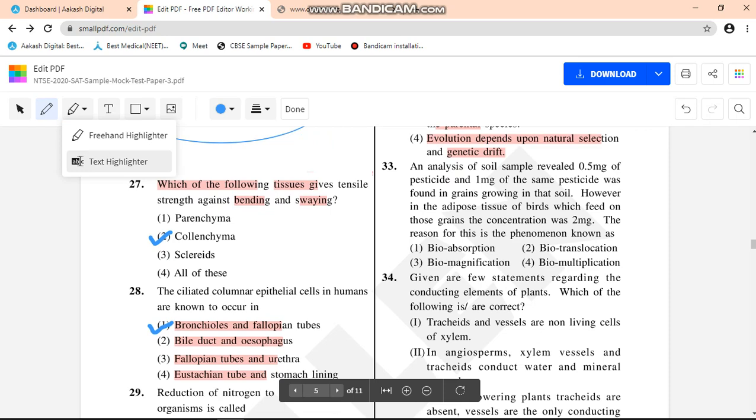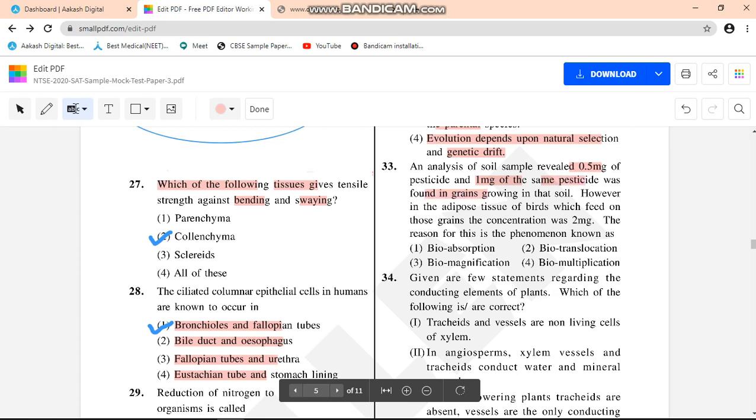An analysis of soil sample revealed 0.5 milligram of pesticide and 1 milligram of same pesticide was found in grains during the soil.